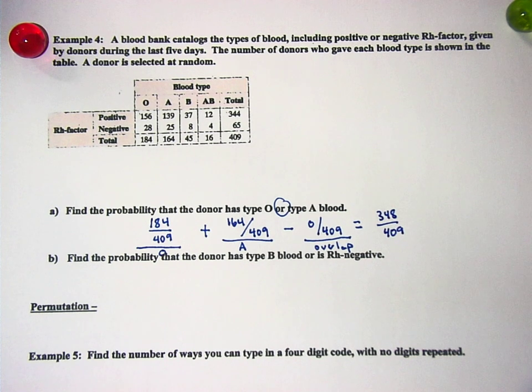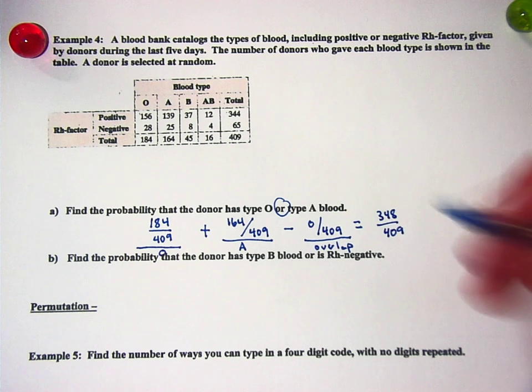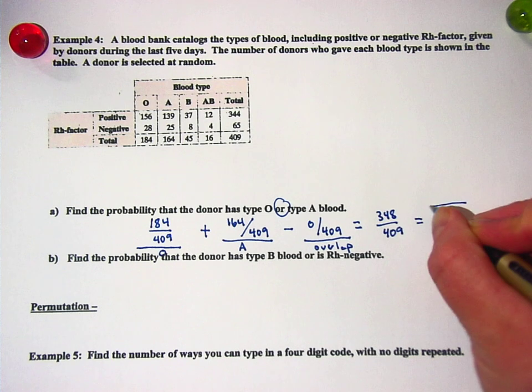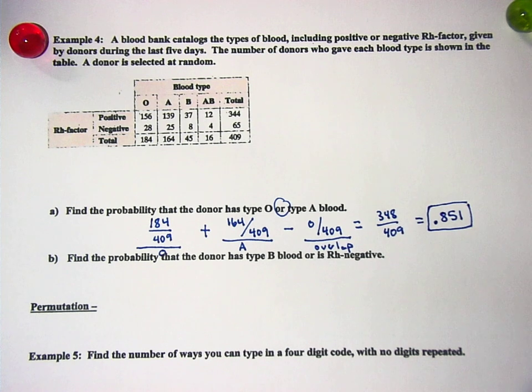And if I divide those two, because this time I've decided I want a decimal, it is 0.851. By the way, on the AP test, they usually want you to round to the third digit, so make sure that you start practicing that.